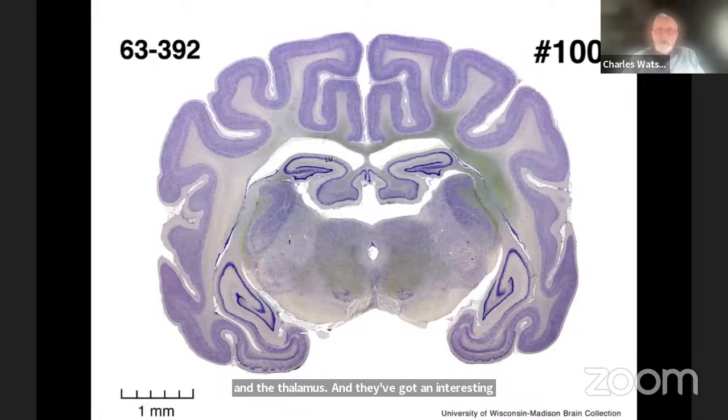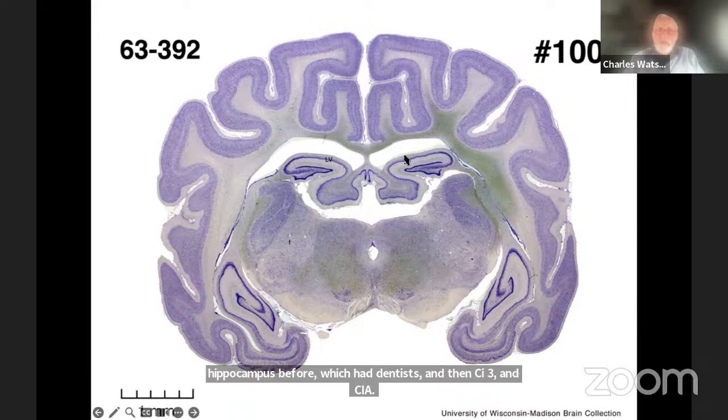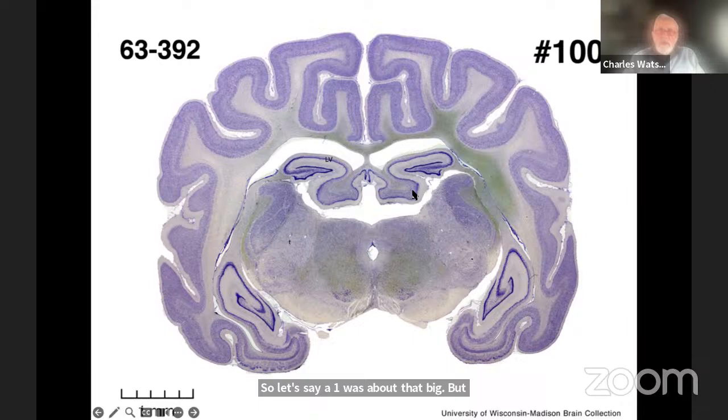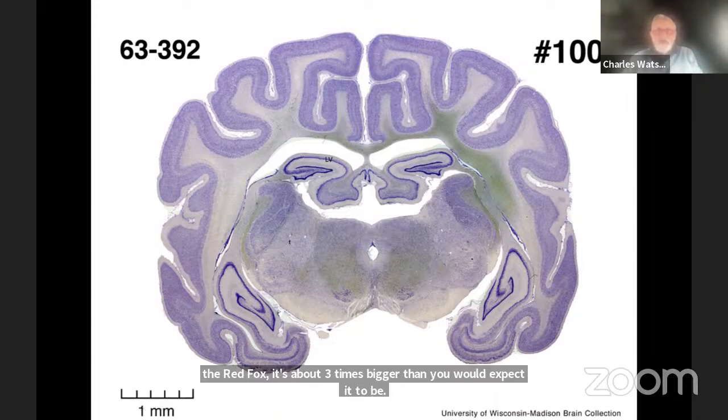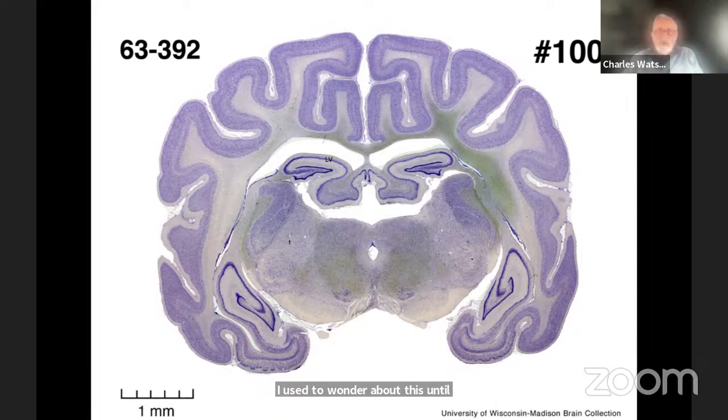You see, I showed you the hippocampus before, which had dentate gyrus and then CA3 and CA2, and CA1 was about that big. But look here, in the red fox, it's about 3 times bigger than you would expect it to be. I used to wonder about this until I saw a David Attenborough movie a few years ago of African wild dogs chasing a wildebeest, and these 10 wild dogs chased this wildebeest until they finally brought it down. It took about 12 hours.